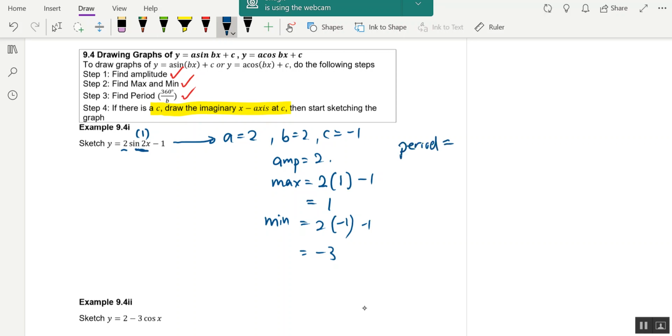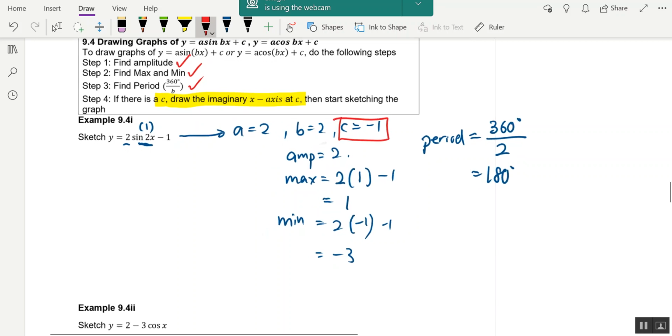This is equal to, if the range is not given, always assume it to be 360, over B. B is 2. So that means we complete one cycle in 180 degrees. In 360 degrees, we're going to complete 2 cycles. But the only difference is your C is at negative 1.